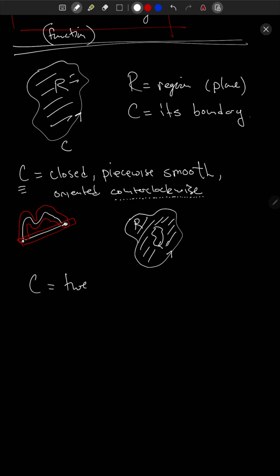C equals 2 pieces. So this is actually really useful. It's not just a small technical thing. It's actually useful. You'll see this when you take differential equations. Green's theorem is actually going to be a very important theorem that you use that can help you solve certain kinds of differential equations.